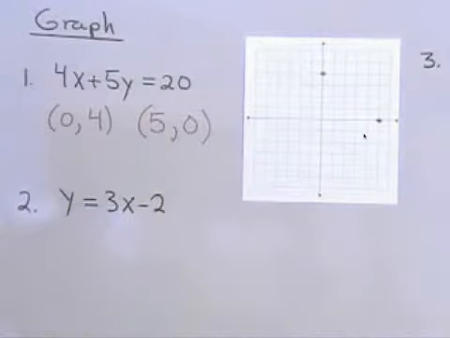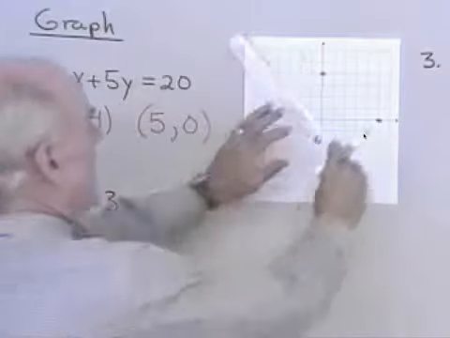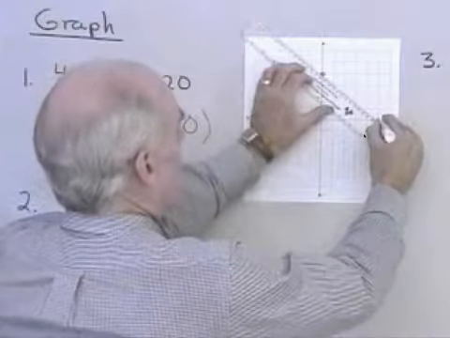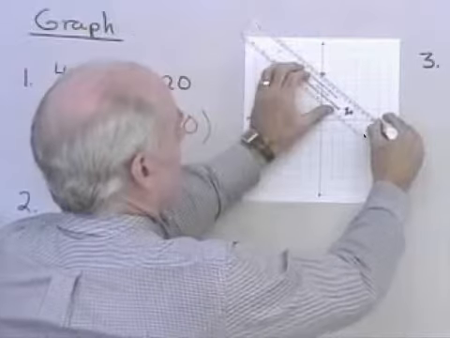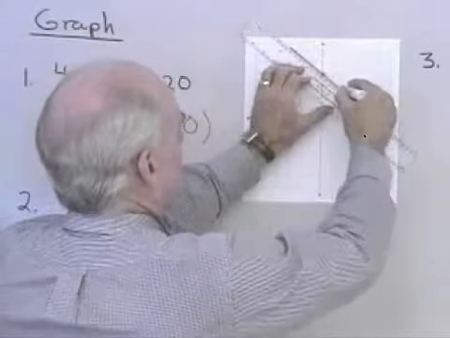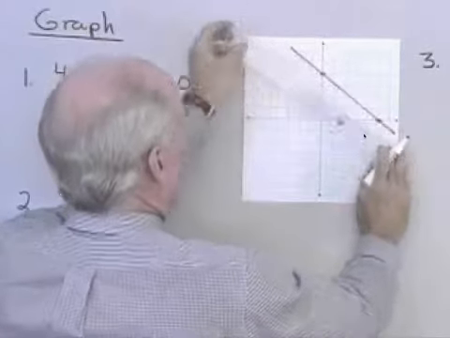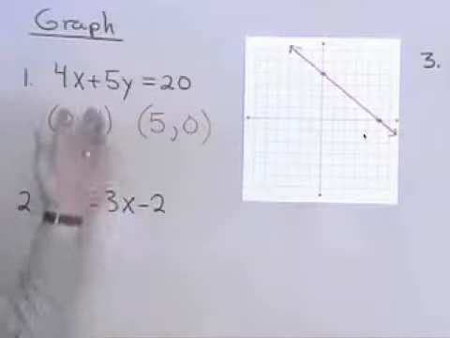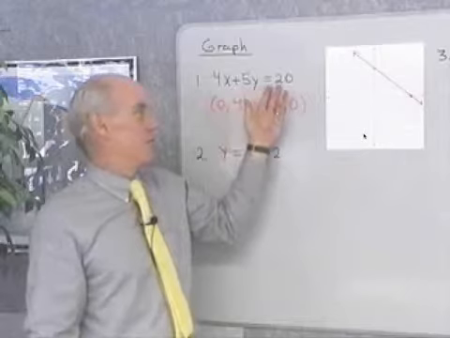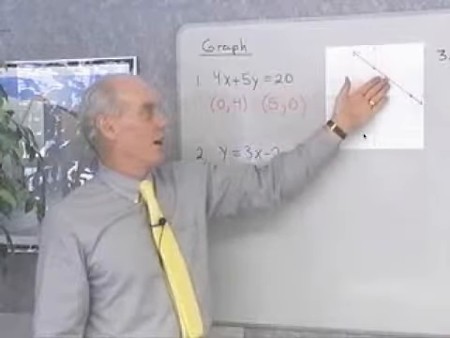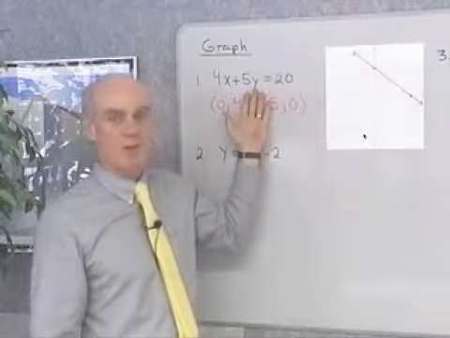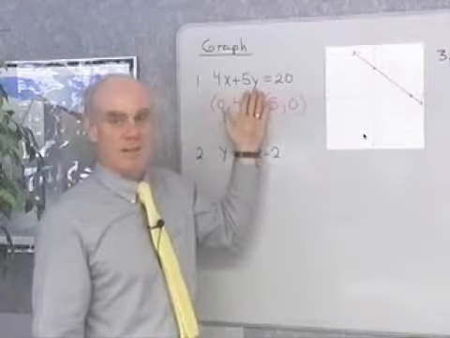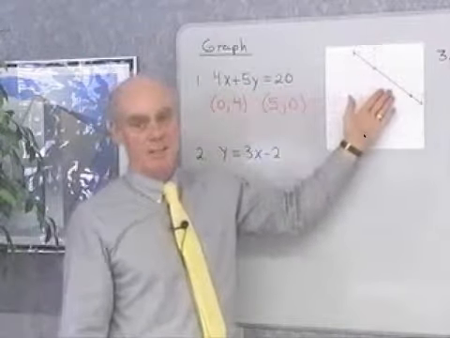Now what I want to do is draw a line between those 2 points. And that line will represent the graph of this equation. So I connect those 2 points with a straight line. And that line is the graph of 4x plus 5y is equal to 20. Every point on this line has coordinates that satisfy this equation, and every ordered pair that satisfies this equation has a graph that lies on this line.